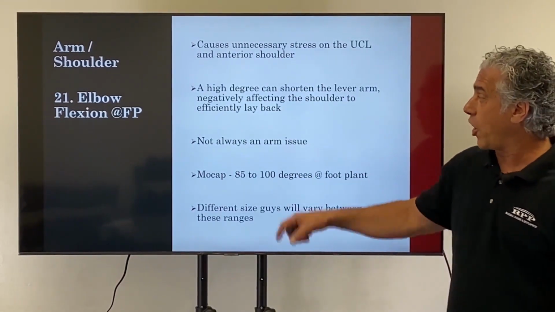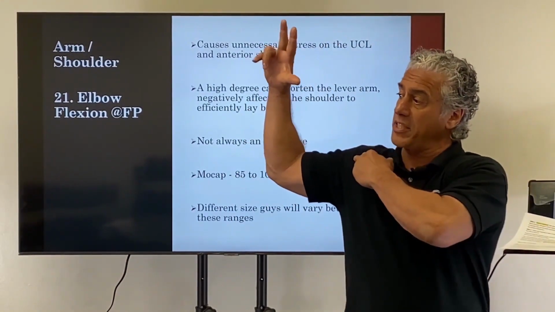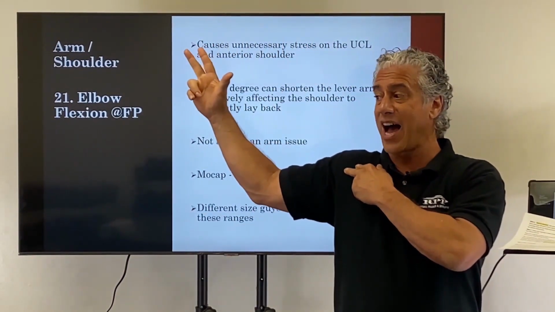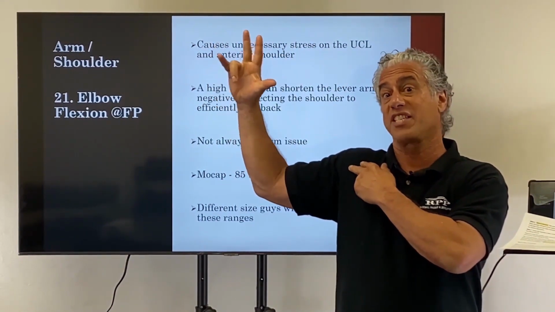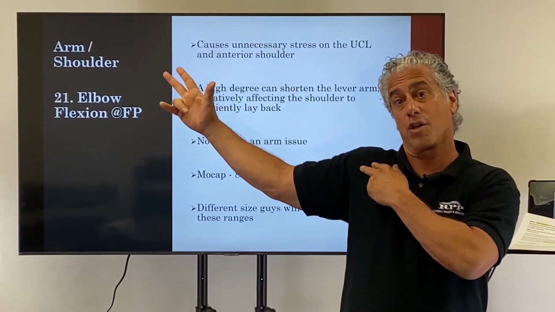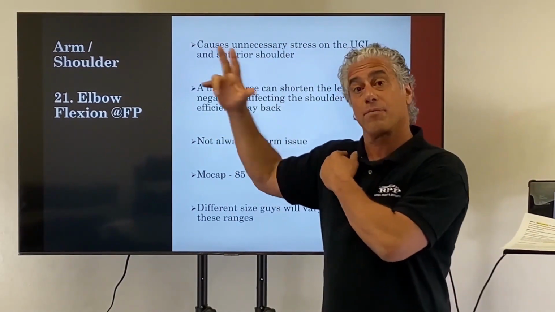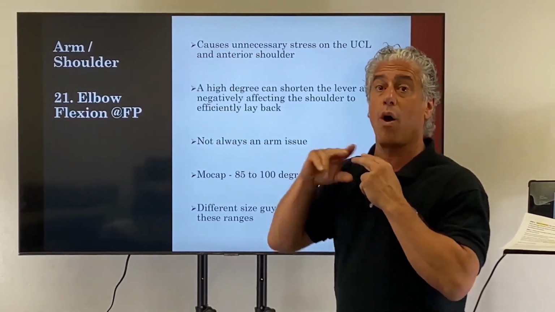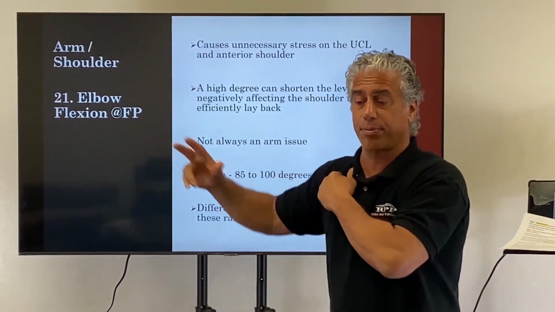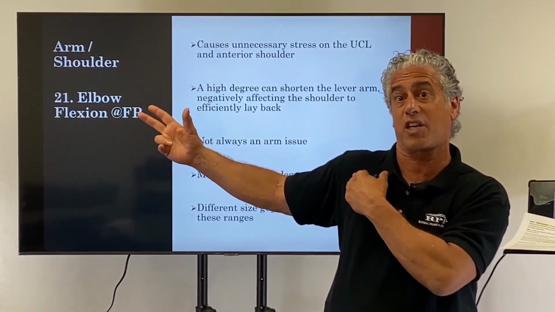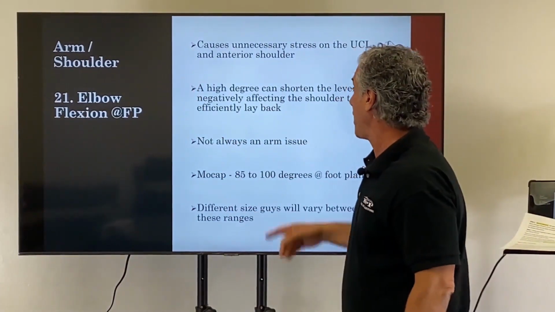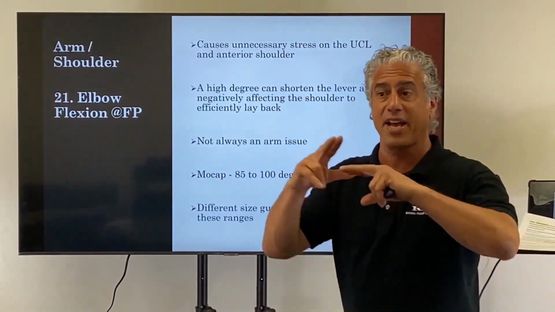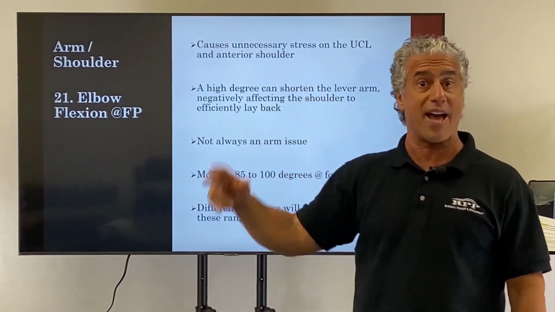Number 21 is elbow flexion at foot plant. This is the amount of degrees of flexion that we get at foot plant. Mocap tells us that we're looking for 85 to 100. The degrees get higher as we go in, FYI, lower as we go out. A low degree of elbow flexion we call forearm flyout. One more thing that puts the arm in a very provocative position, getting too much humeral glide anteriorly to accept force, while a high degree can shorten the lever arm and negatively affect that flip back into layback, and negatively affect how much layback we actually get.